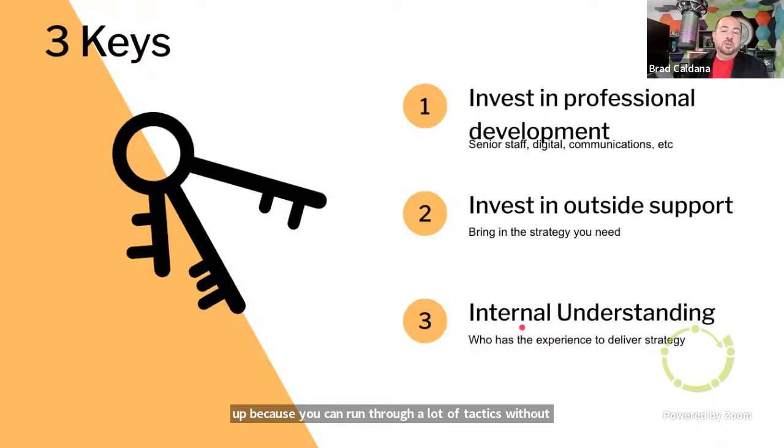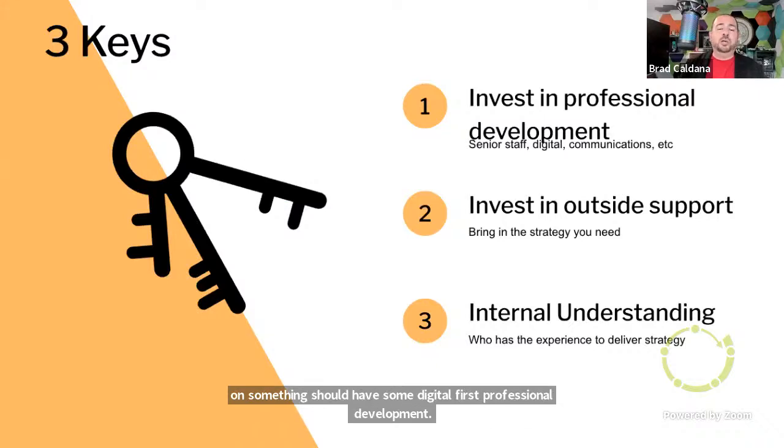So the 3 keys to an actual strategy: invest in professional development. We're actually going to break each of these down as we go through. So number 1, invest in professional development. Your senior staff, the folks who don't work in digital day to day, your digital and communications folks, and then everyone in the org who's working on something should have some digital first professional development. And then invest in outside support, bring in the strategy that you need.